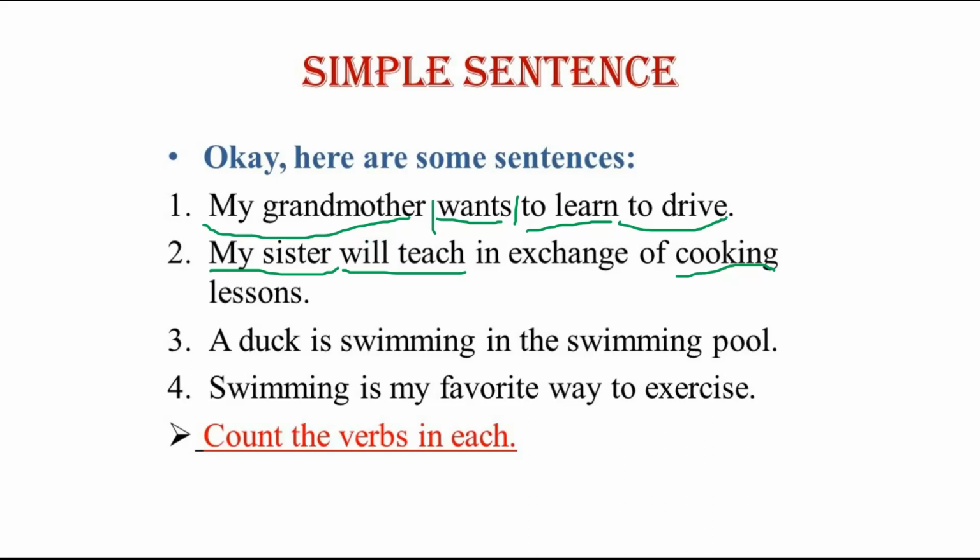A duck is swimming in a swimming pool. Okay, a duck is one subject. The verb here is swimming. This is the complete verb with is. The swimming pool, this is a gerund or a present participle. We do not consider it a verb, but it actually plays the role of an adjective. Okay? The pool is a swimming pool.